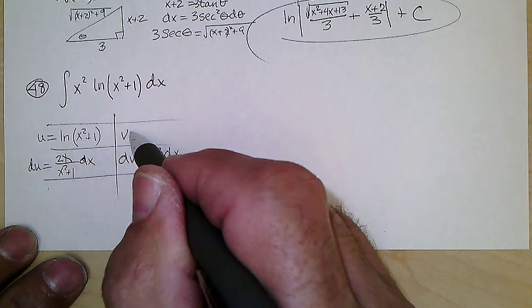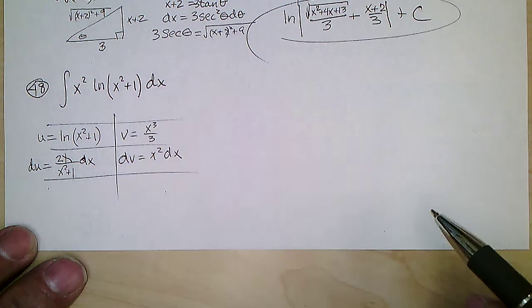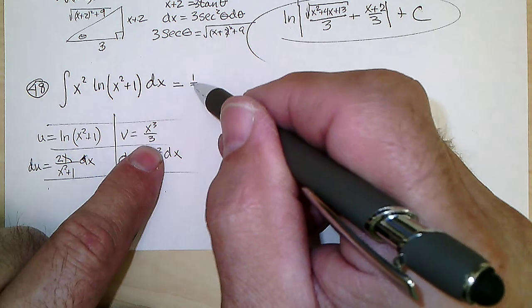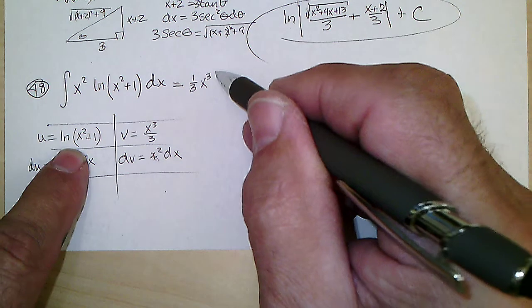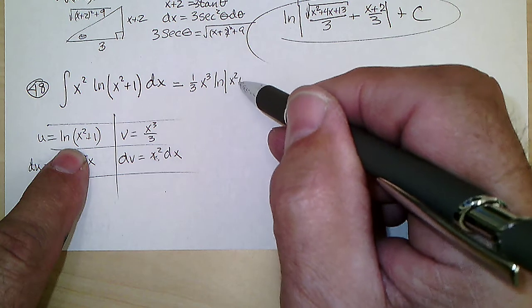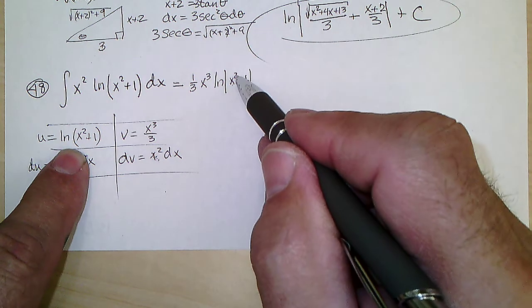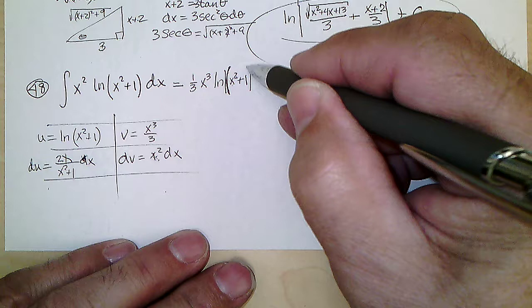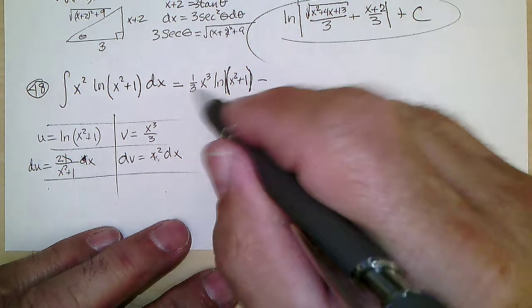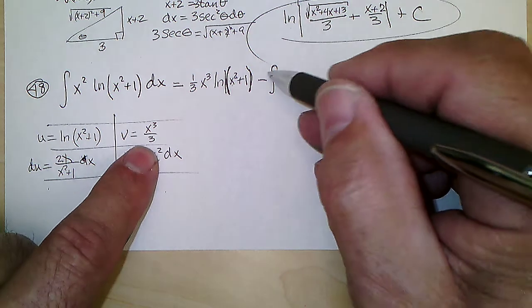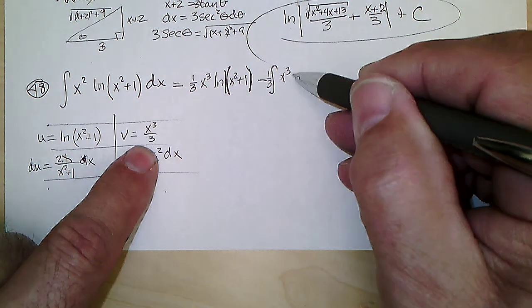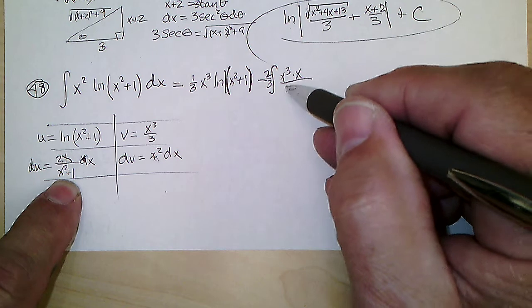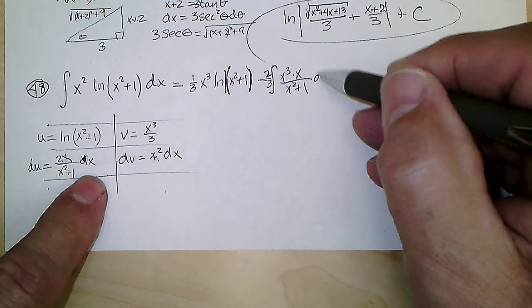Integrating, v would be x to the third over 3. So this becomes uv, so that's 1/3 x to the third ln of x squared plus 1. I really don't need absolute value because x squared is 0 or more, plus 1, that's always positive. So I don't really need absolute value on that. I can just make them parentheses. Minus the integral of v, 1/3 x to the third, times this, which is 2x over x squared plus 1 dx.